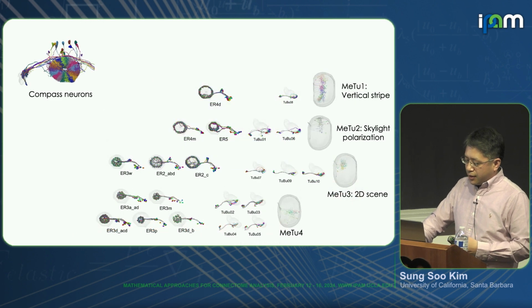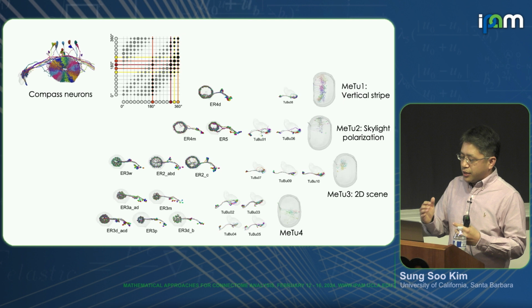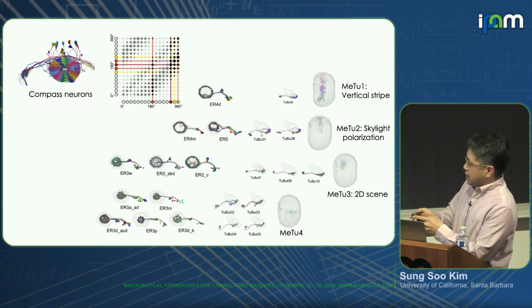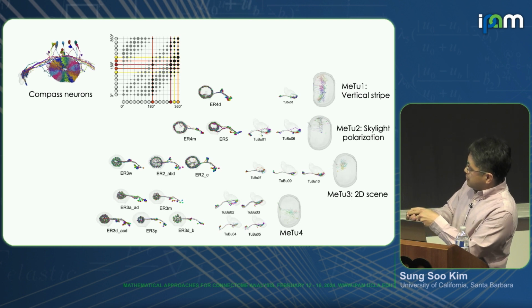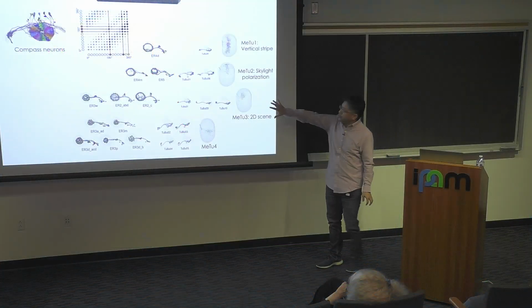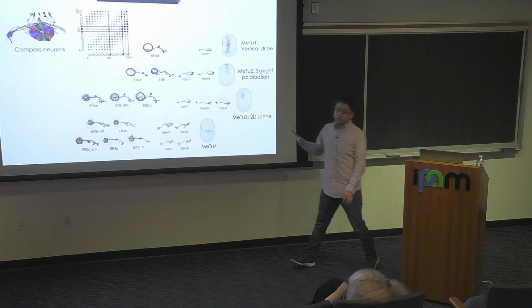Okay, so in summary, the compass neurons receive visual input from four major pathways, and the connection from the ring neurons to the compass neurons is flexible.